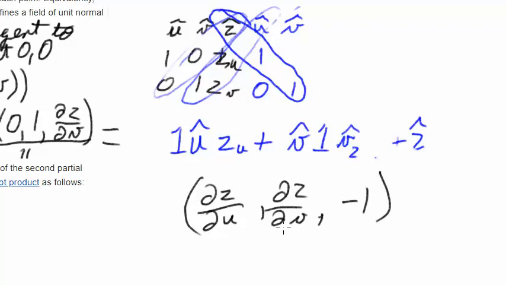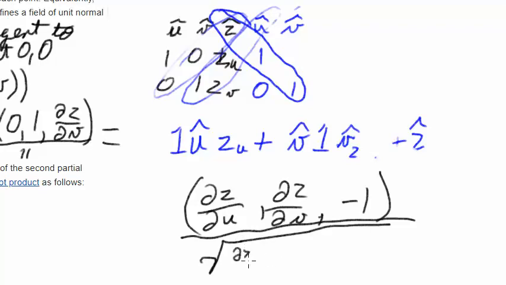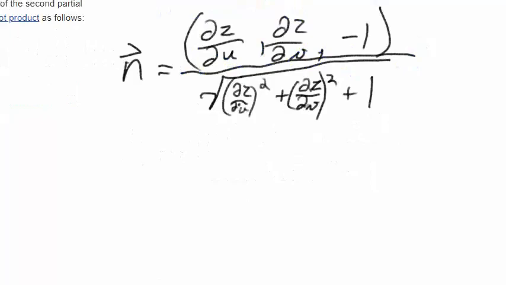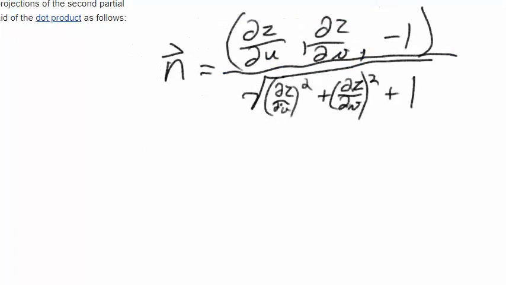And that is the top part of it. What's the bottom part of it? The norm of that, which is just the square root of each part squared. So square root of del z del u squared plus del z del v squared plus 1. And that is our normal vector. And how does that work? Well, let's not talk about how it works just yet.